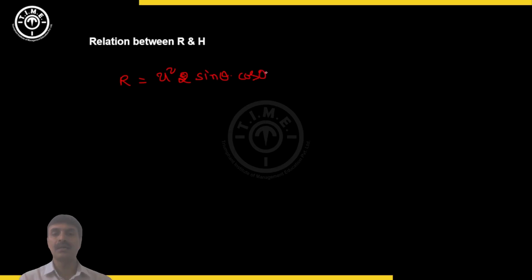Now let us see the relation between range and maximum height. Already we know range R is u square sin 2 theta by g. I'll write it as 2 into sin theta into cos theta, u square by g. Whereas maximum height h is u square sin square theta by 2g. So that is u square sin theta into sin theta by 2g.